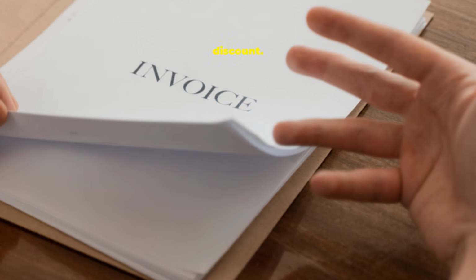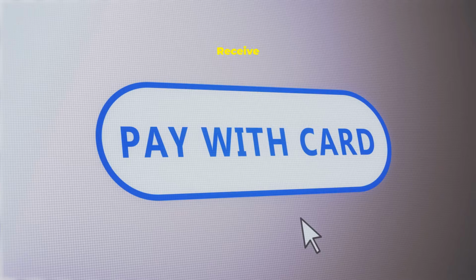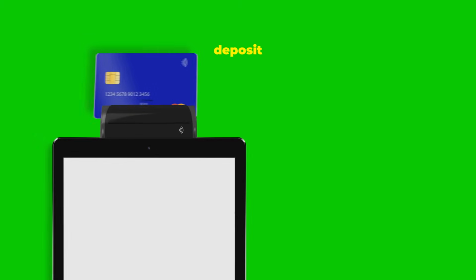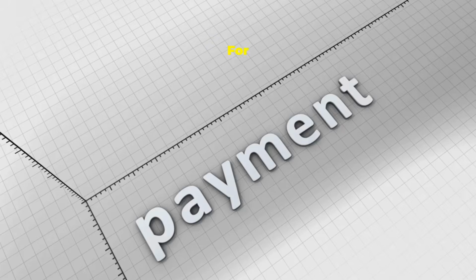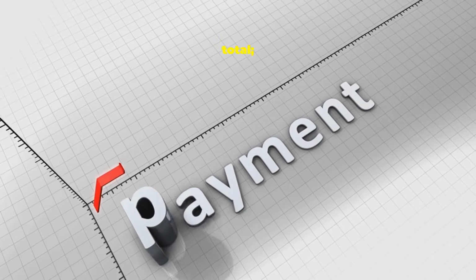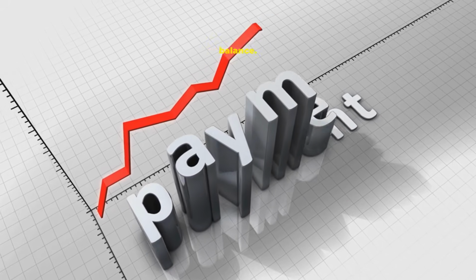Apply a 5% discount. Record payments via Receive Payment matched to the open invoice. Choose the method, then deposit to the correct bank account. For partials, enter less than the total. QBO tracks the remaining balance.